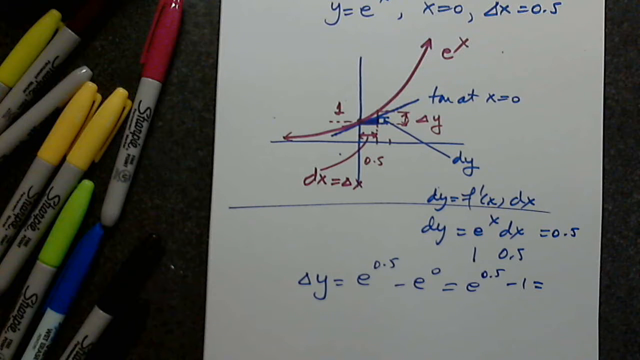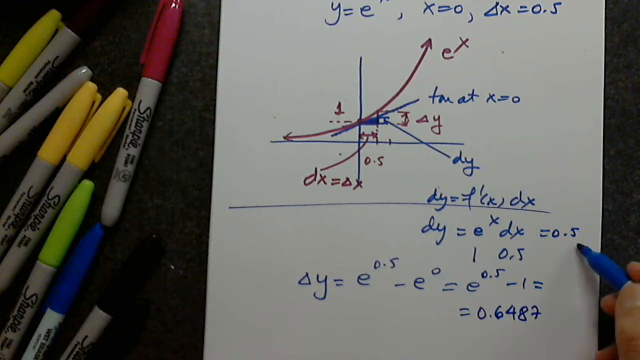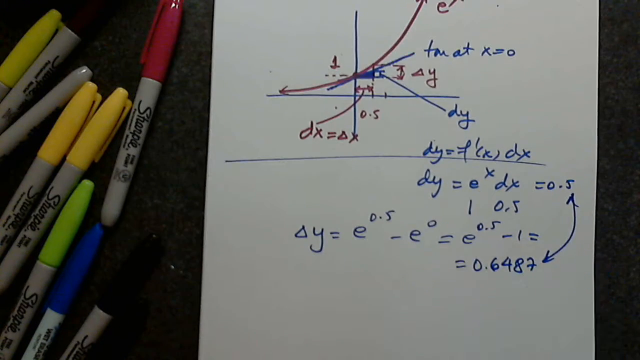I have to use the calculator for this. So e raised to 0.5 is the square root of e. So the square root of e, minus 1, is 0.6487. I'm sorry, I just gave you the answer. No, that's fine, I'll copy it. So now we're comparing the exact value with 0.6487.